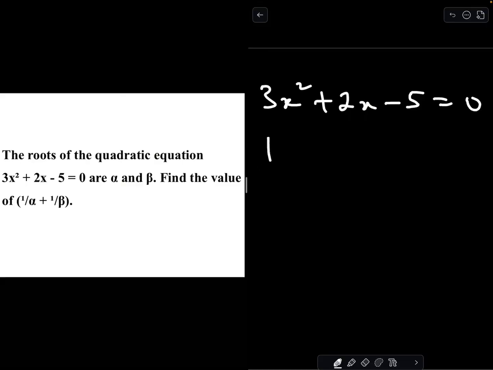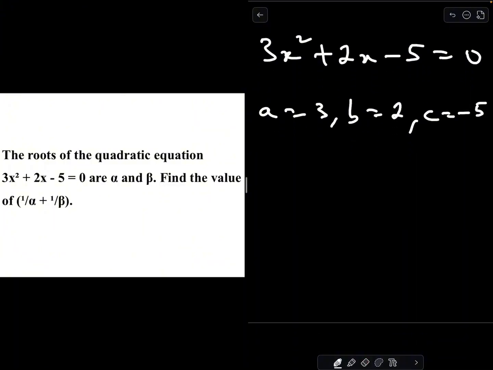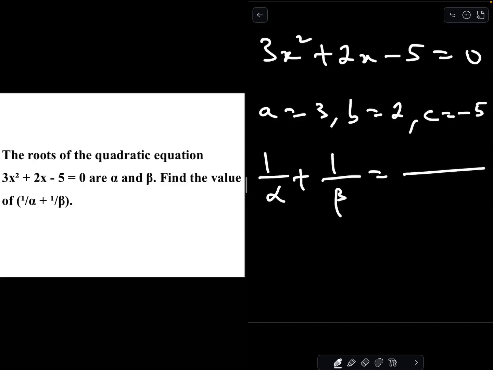1 over alpha, let's do this first of all. From the equation, a is the coefficient of x squared, which is 3. b is the coefficient of x, which is 2. And c is the constant, which is minus 5. So, how do we find the value of 1 over alpha plus 1 over beta? 1 over alpha plus 1 over beta is the same as, the LCM is alpha beta.